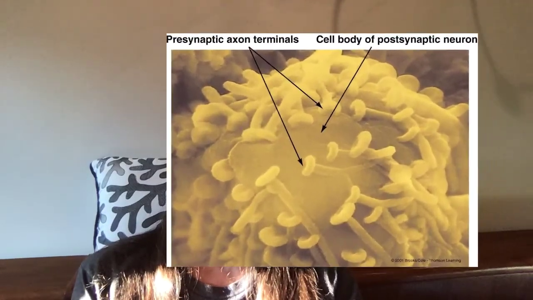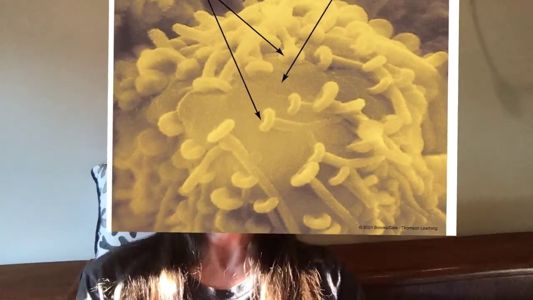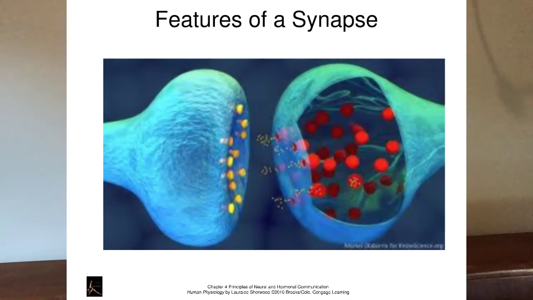Here's what that looks like under a high-powered microscope. You can see how these presynaptic cell terminals just lay on top of, or really close to, the cell body of a postsynaptic neuron. And then just to look a little more closely at this, so we can understand the parts of the synaptic region, and then we'll get into exactly how an action potential triggers this functioning at the synapse.